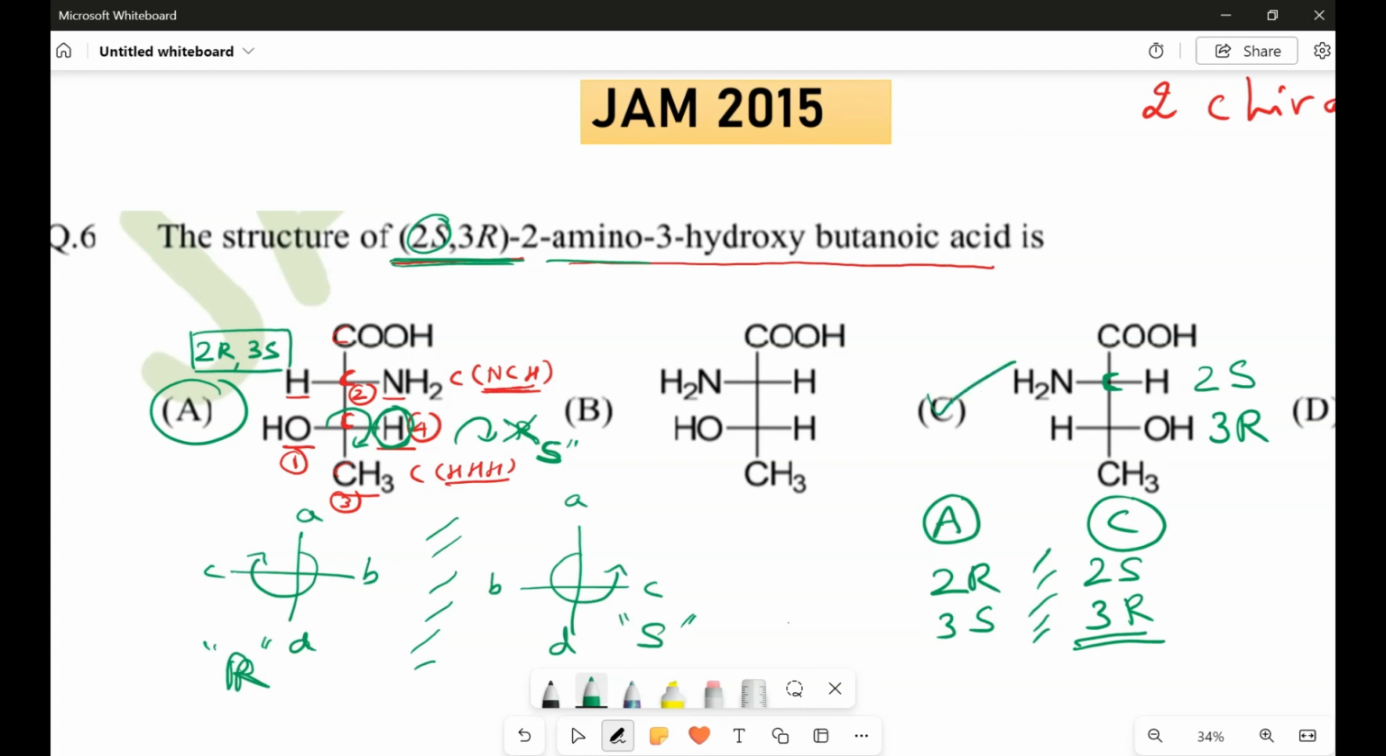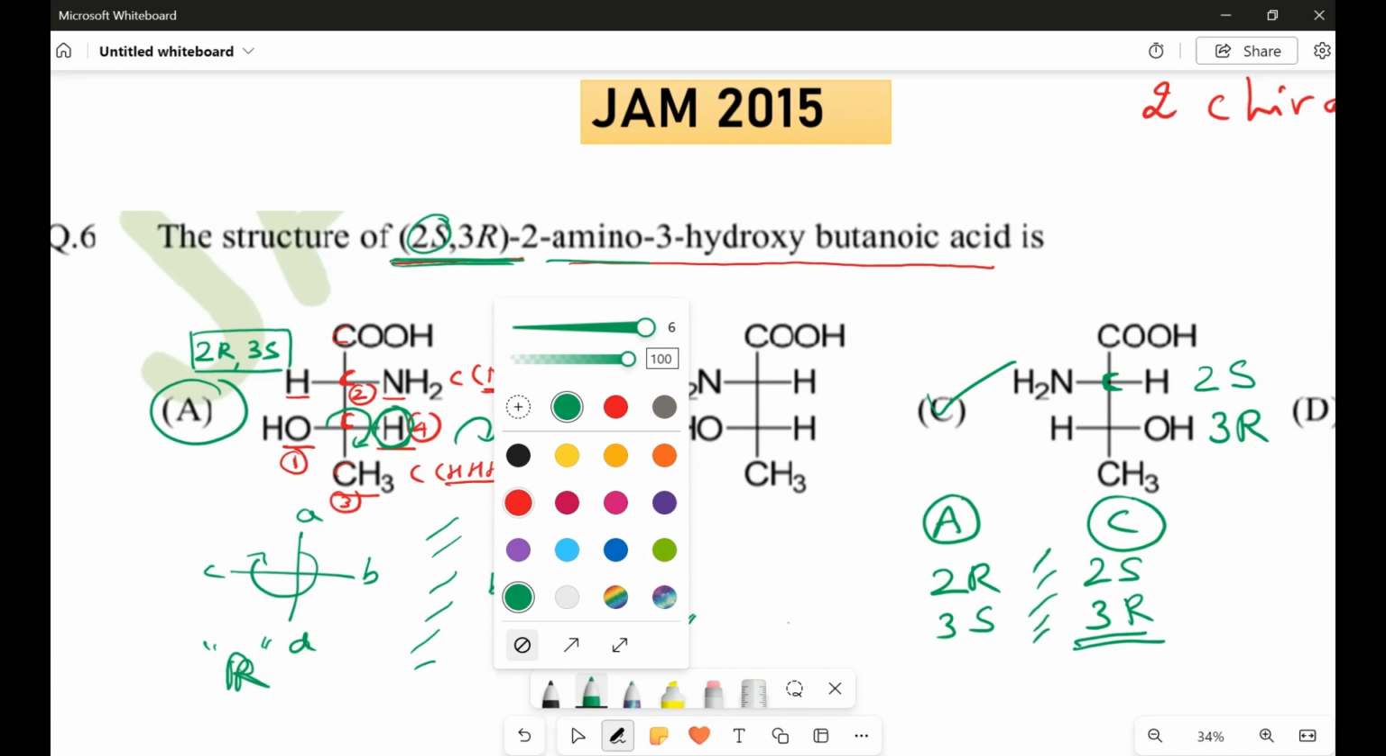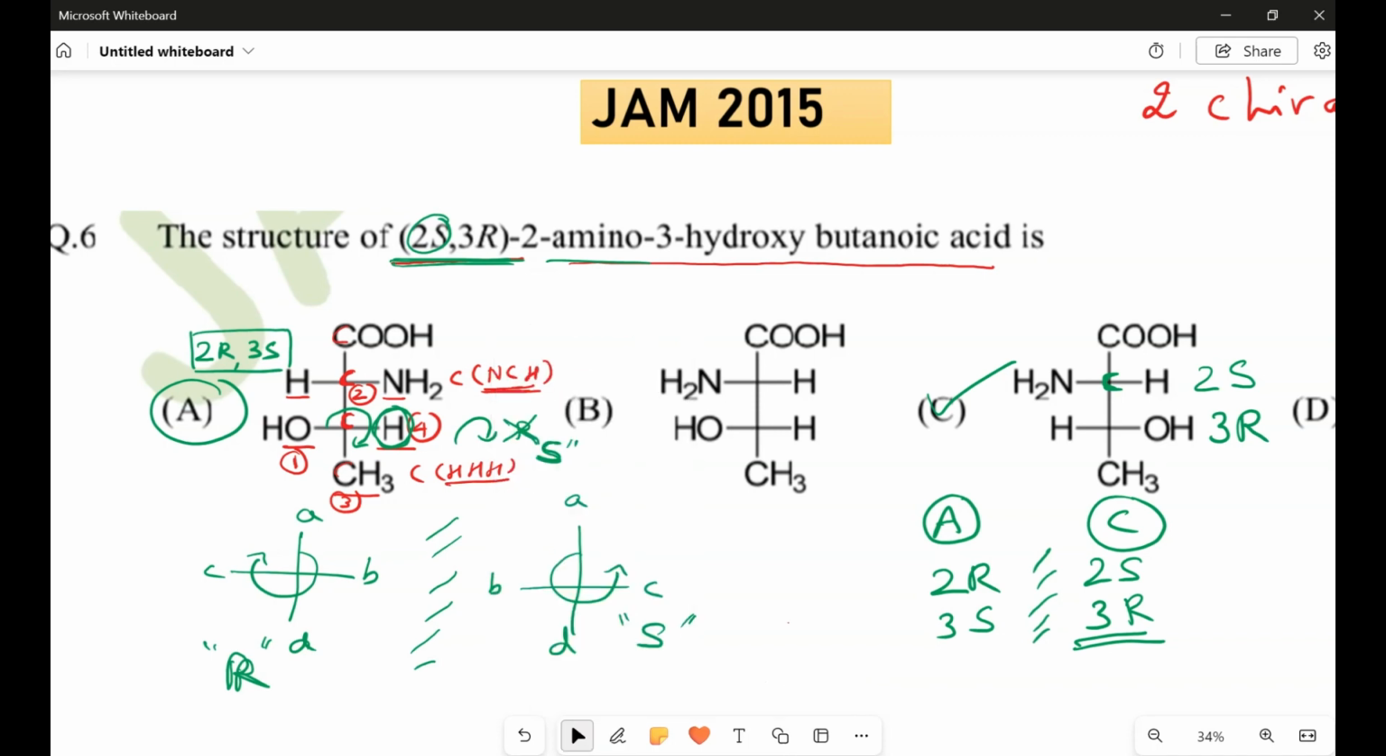Okay, let me do the configuration for option B. Let us see immediately. This carbon is a chiral carbon. So nitrogen is 1, carboxylic acid will be second, this carbon will be third, and hydrogen will be fourth. So 1, 2, 3, it's traveling clockwise, which is R configuration. But since H is in the horizontal position, strike out R and give S as the answer.